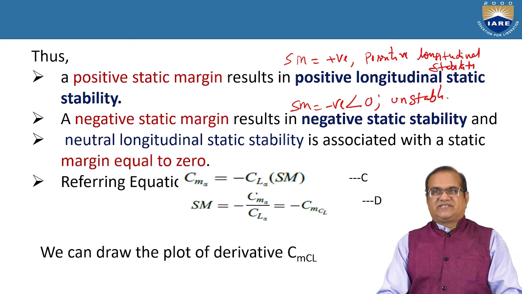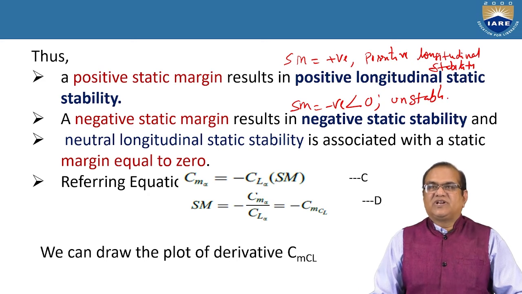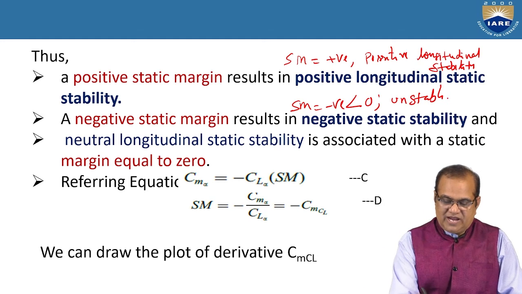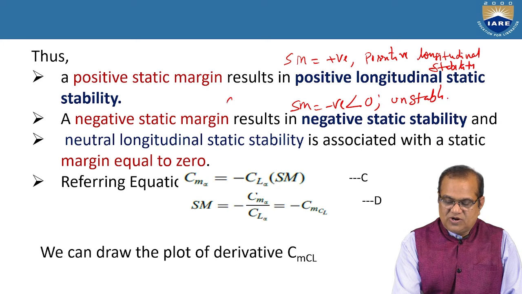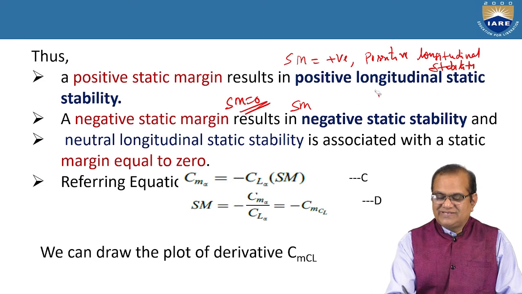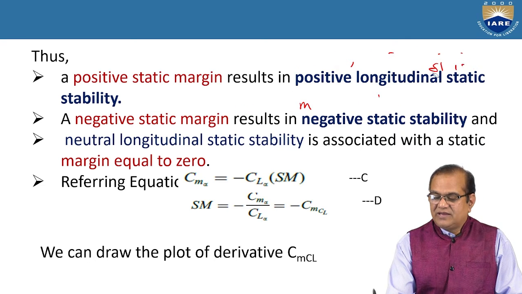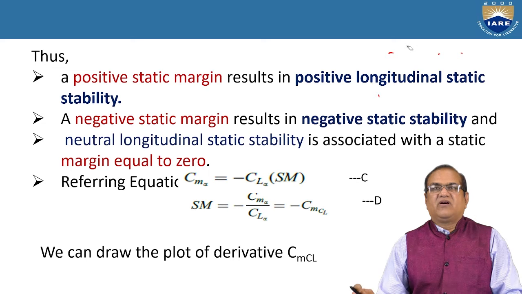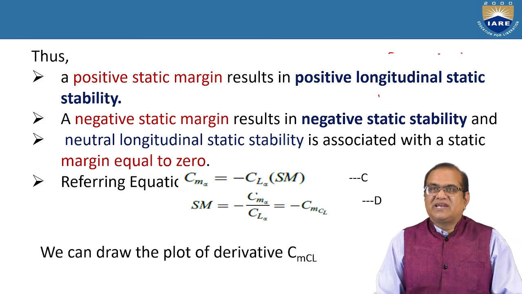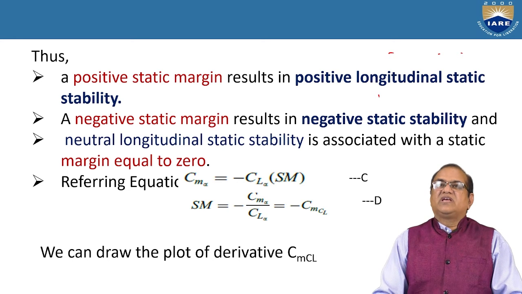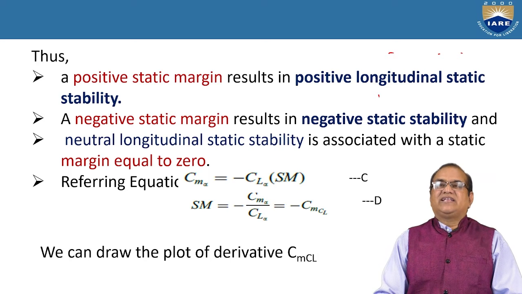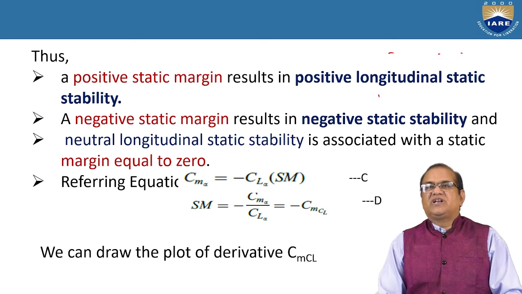Then the aircraft is unstable. Neutral longitudinal stability is associated with a static margin equal to 0, and if you are getting SM equal to 0, it is neutrally stable. So you can say that by finding the static margin number, if you are getting a positive number, it is positive stability. If you are getting a negative number, it is negative stability. If you are getting the number 0, it is neutral stability.